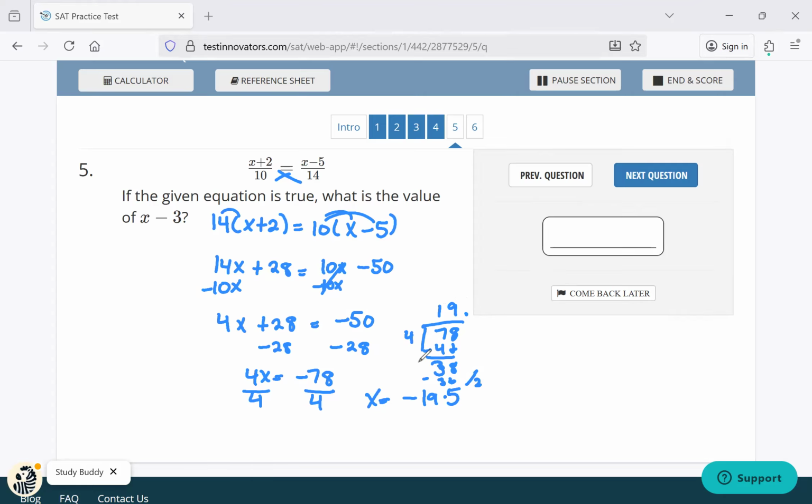But that's not our answer. They're saying what is the value of x minus 3? So my x is negative 19.5 minus 3, which is the same thing as negative 19.5 plus negative 3. So that's negative 22.5.